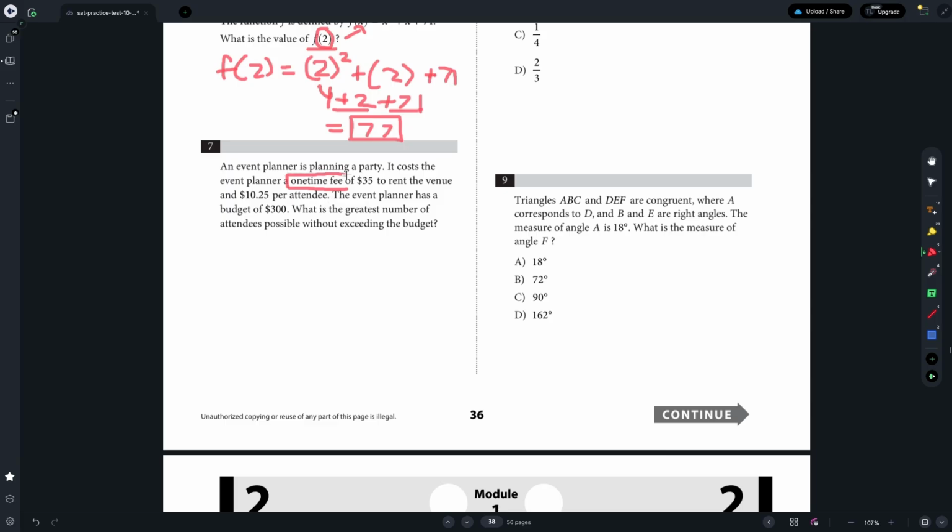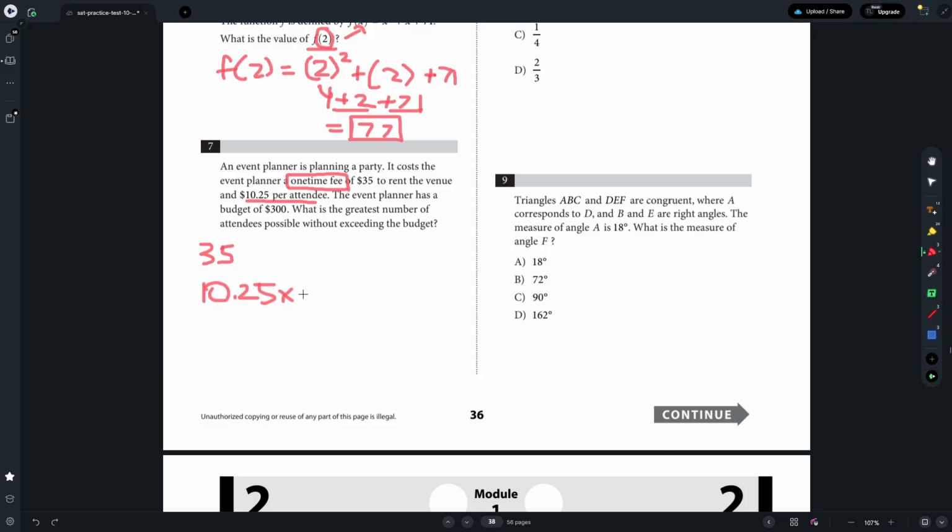It has a one-time fee, like the service fee before. So it has a one-time fee of $35. That's one time. You pay $35 and never worry about it. And it says $10.25 per attendee. So for each attendee, you need to pay an extra $10.25. Let's say x is each attendee. Then you would have to do $10.25 times x for each attendee, and you would add these two together to get the total cost.